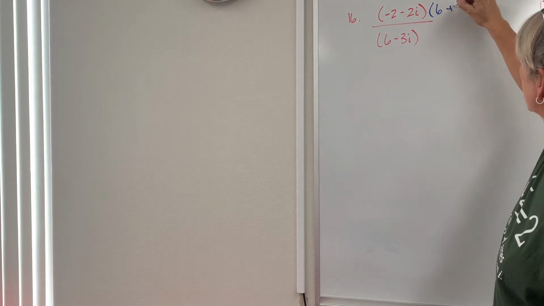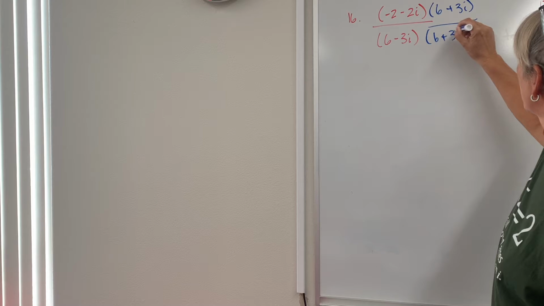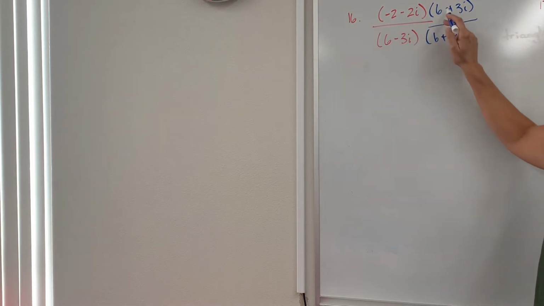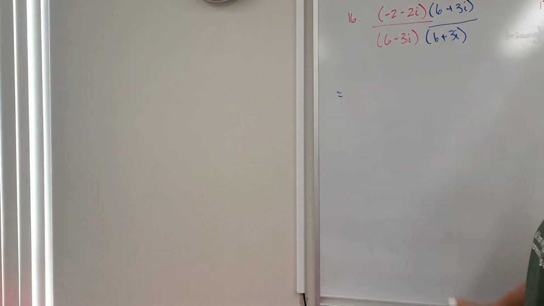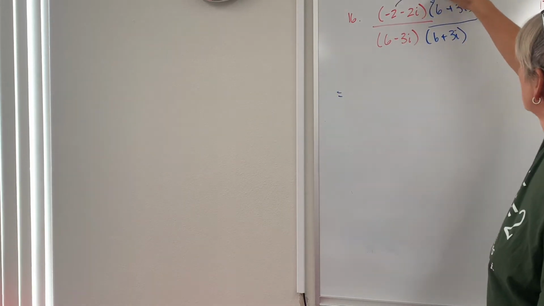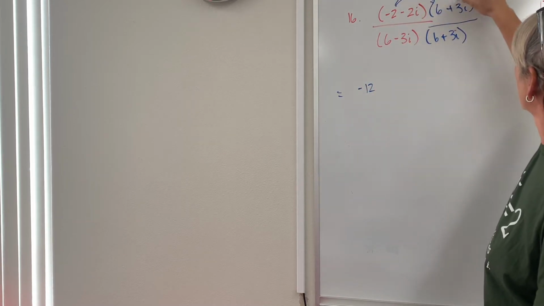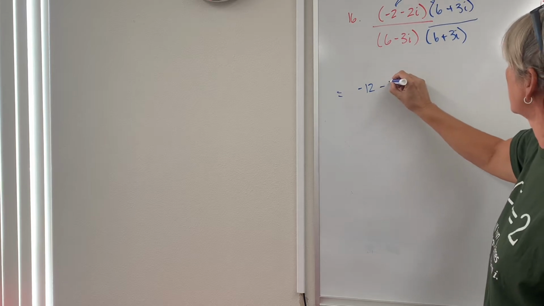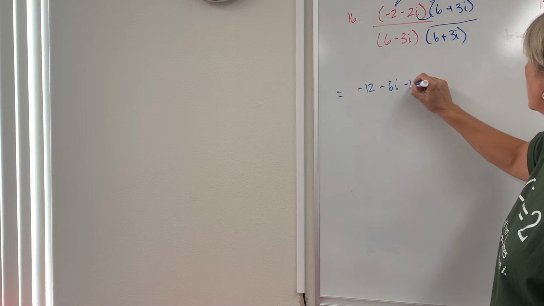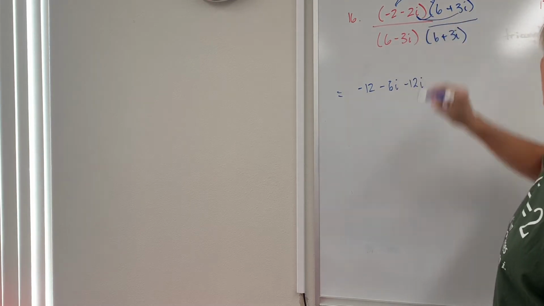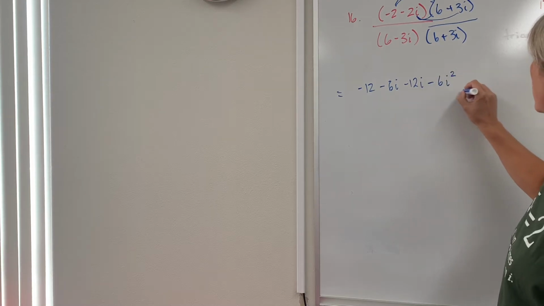So 6 plus 3i over 6 plus 3i. So I'm going to multiply these two binomials on top and then these two on bottom using the FOIL method. So the FOIL method is first, negative 2 times 6 is negative 12. Outer, negative 2 times 3i is minus 6i. Inner, negative 2i times 6 is negative 12i. And last, negative 2i times 3i is negative 6i squared.